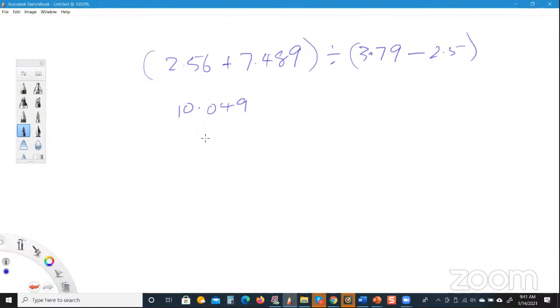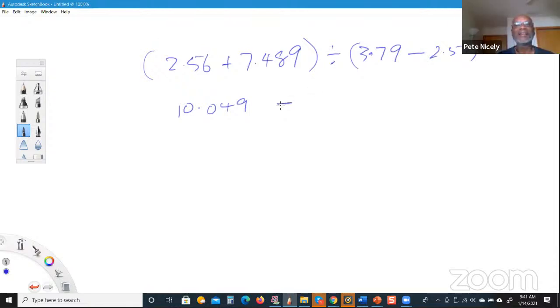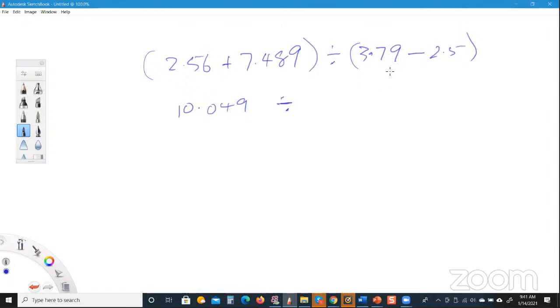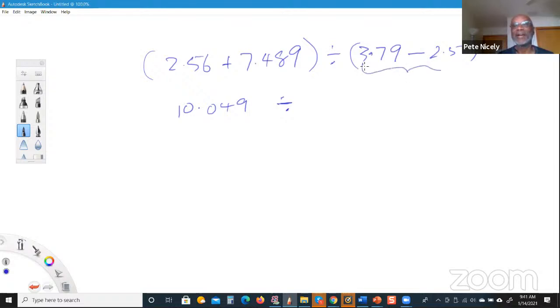Subtract your second equation. Well, it's not subtract, it's divided by. So you would divide, then subtract. I'm sorry, I misunderstood. You're talking about doing this operation here first, right? Yeah, do that operation first. Okay, so 3.79 minus 2.5. When I did that, the answer I got for this part is 1.29. Okay, so what next would you do?